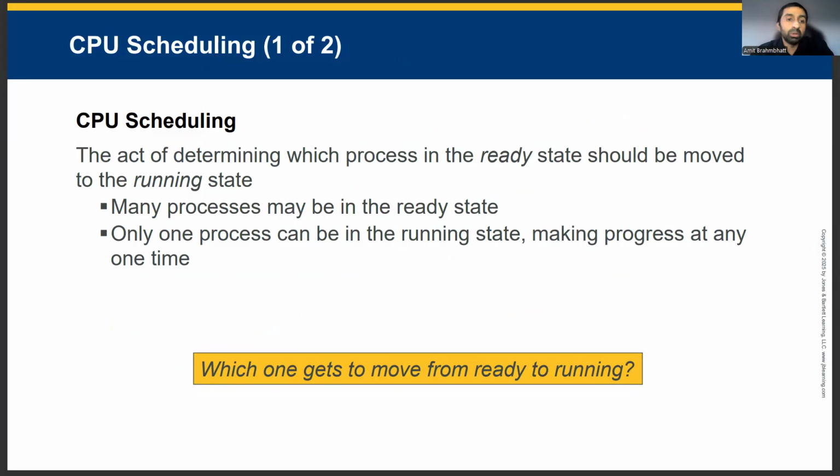Moving on to CPU scheduling. Here we introduce CPU scheduling, the process of deciding which ready process should run next. With many processes waiting, the OS must choose the one that best satisfies goals such as fairness, efficiency, and responsiveness. The slide asks which one gets to move from ready to running. The answer depends on the scheduling algorithm being applied, such as first come, first served, or shortest job next.